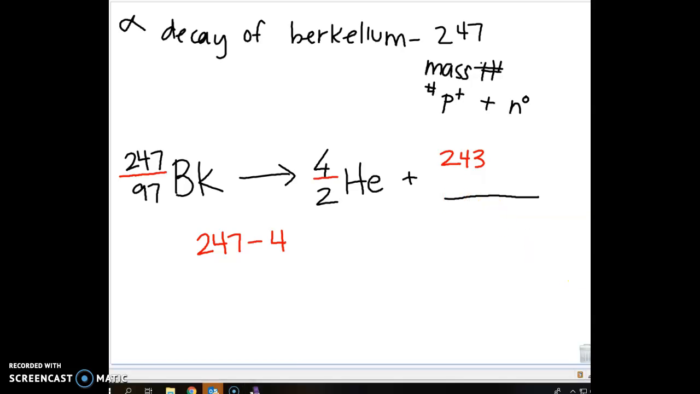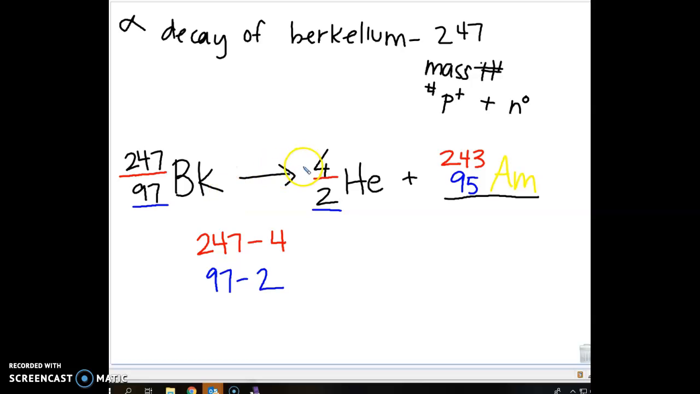I also have to do that for my atomic number. So I'm going to say 97 minus 2. So my atomic number over here, or my number of protons, has got to be 95. And then I have to go to my periodic table and figure out what is element 95. Well, that's americium.